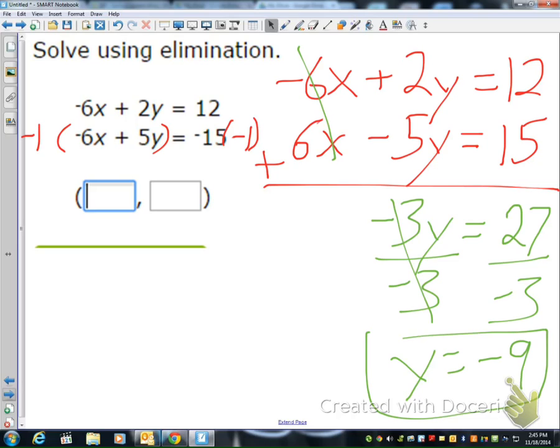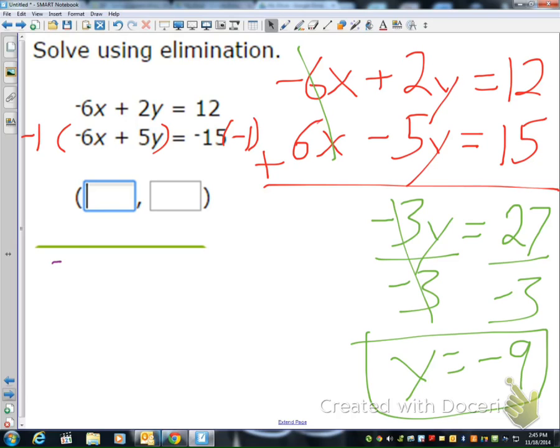So, guys, now from here, I know what my y value is, so I pick either equation. Which one do you want to use? The top one. The first- bottom one. All right, we're going to go with the top one.